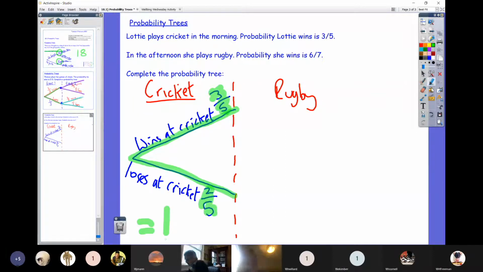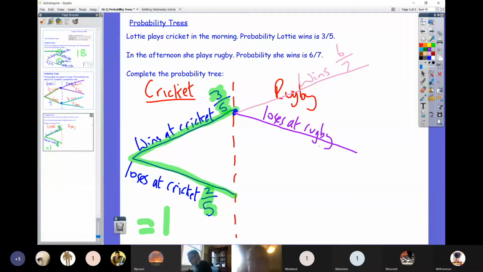Now, moving over to the afternoon, when Lottie's playing rugby, the chances that she wins, we are told, is 6/7. That's very faint, I'm going to change colour. The probability she wins is 6/7. So the probability she loses at rugby is again whatever is left to make a whole. So that's 1/7.